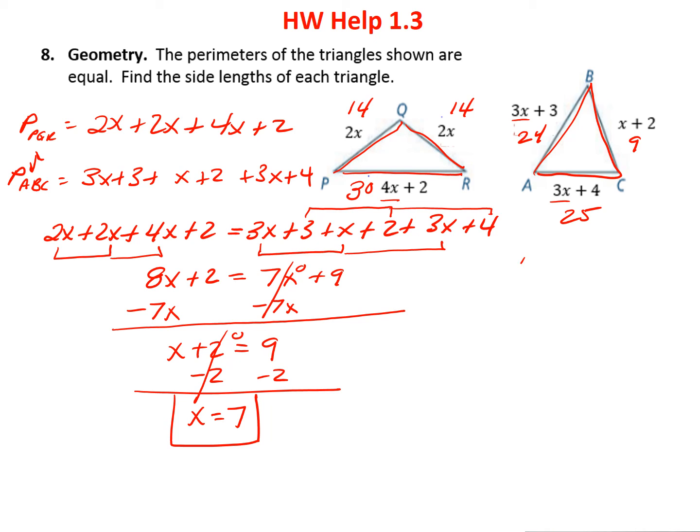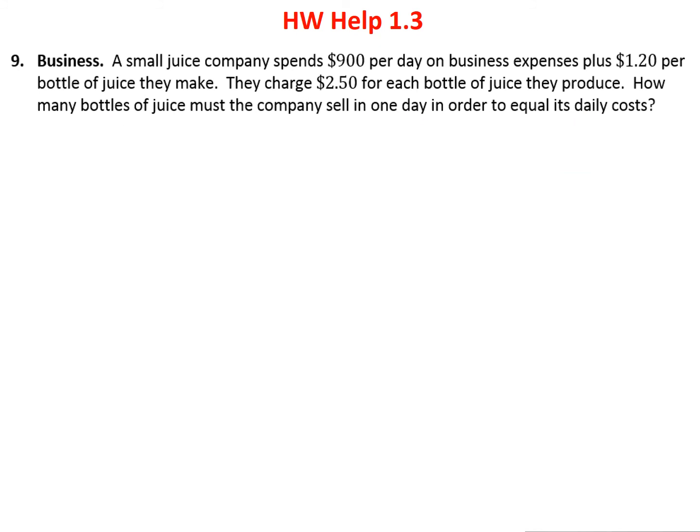Now let's check our answers. 14 plus 14 plus 30 adds up to 58. On the other hand, 24 plus 9 plus 25: 9 plus 3 is 13, plus 5 is 18, plus 1, 58. And notice that's the correct answer. The perimeters of those triangles are the same when x is 7.